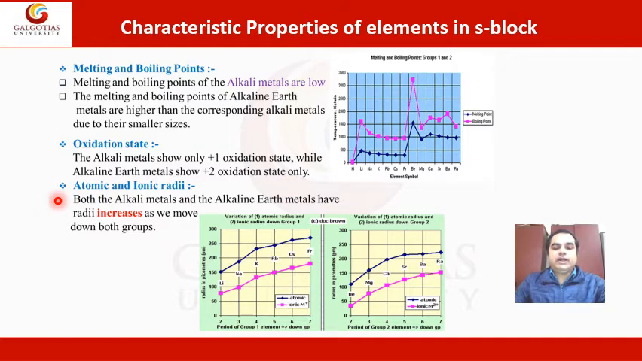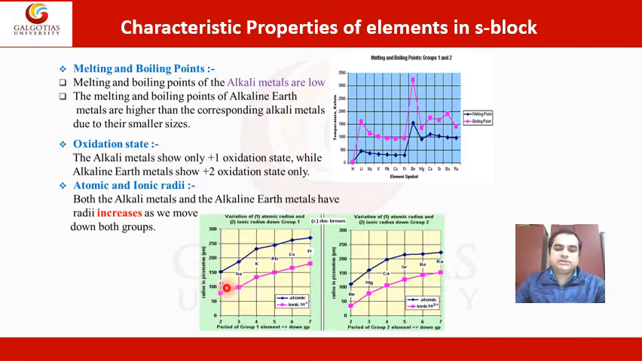And if we discuss the atomic and ionic radii, then we find that for both the alkali metals and the alkaline earth metals, the atomic radii and ionic radii increase as we move from top to bottom in both groups. This is the pattern shown for both atomic and ionic radii. This blue line shows the atomic radii, and this pink line shows the ionic radii. So this is for group 1 elements like lithium, sodium, potassium, etc., and this is for the second group, also referred to as alkaline earth metals.